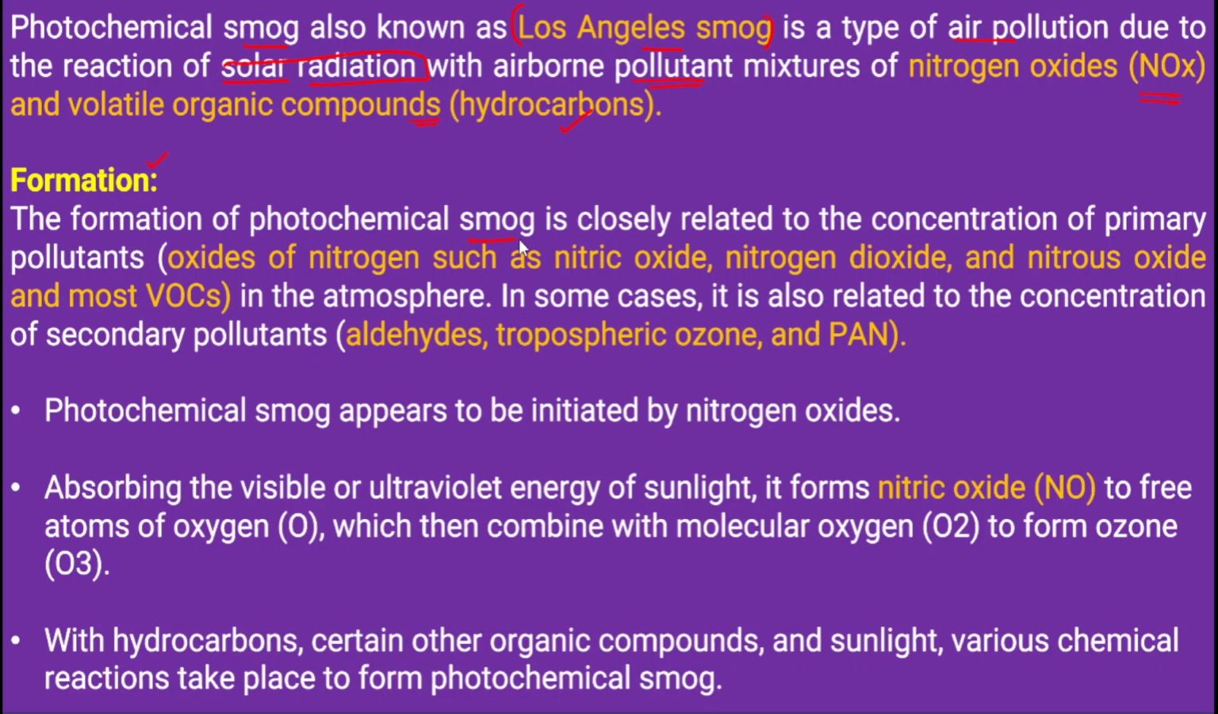Now the formation of photochemical smog is closely related to the concentration of primary pollutants. In the atmosphere there are a few primary pollutants and secondary pollutants. The primary pollutants include oxides of nitrogen. So what are those oxides of nitrogen? They include nitric oxide, nitrogen dioxide and nitrous oxide. So please be careful, it is very important.